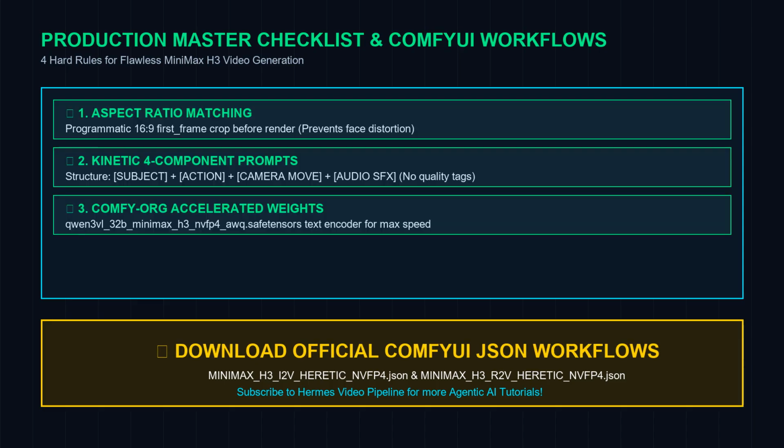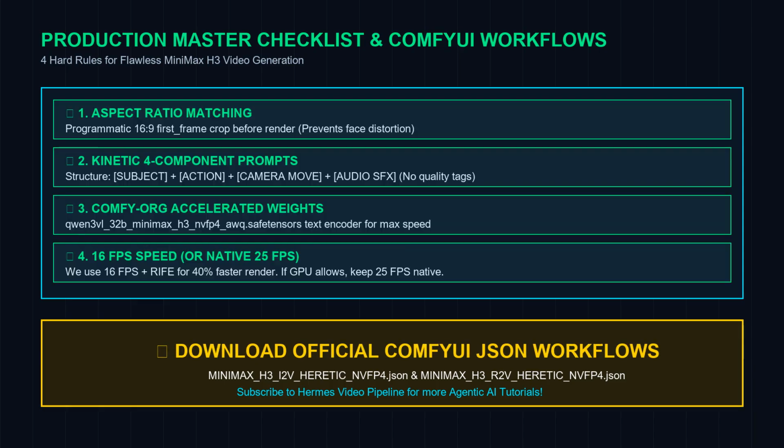To achieve perfect results in your own productions, follow our master checklist: enforce a strict 16:9 crop on keyframes to avoid distortion, structure prompts with our 4-component Kinetic syntax, and use official AWQ NVFP4 weights. For frame rate, we generate at 16 FPS and upscale with RIFE for 40% faster renders, but if your GPU hardware allows, you can keep native 25 FPS.